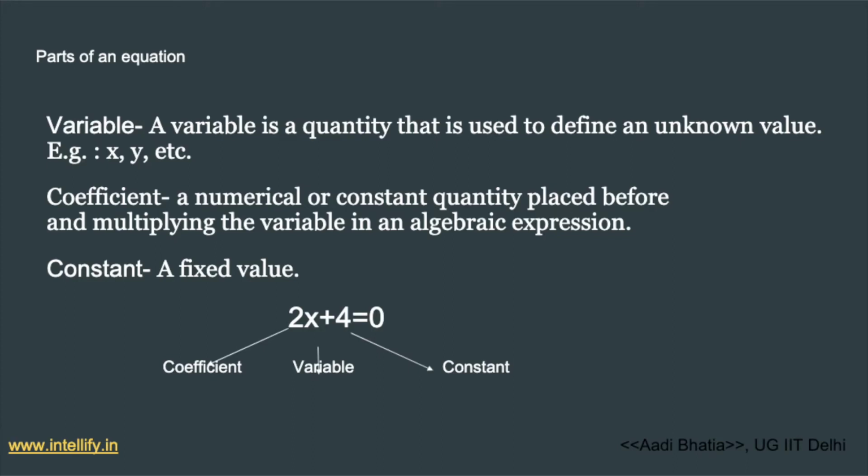So a coefficient is usually a number which is multiplied by the variable, and a constant is a fixed value. So here is the equation 2x plus 4. Here, in 2x, 2 is the coefficient of x, while x is the variable and 4 is the constant.